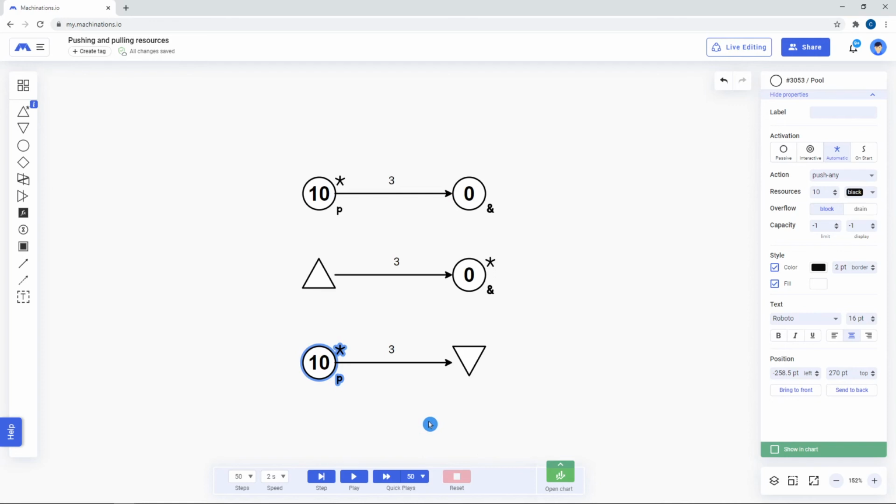Similar to pull all, a push all node will only push when the amount specified on the resource connection is available.